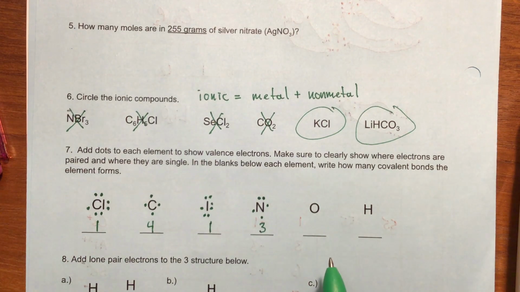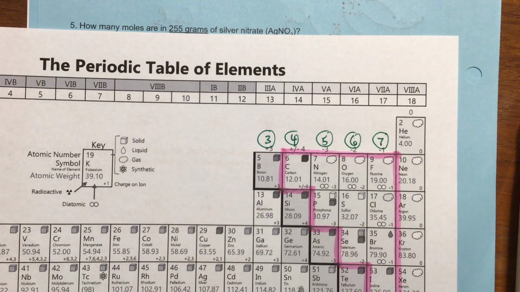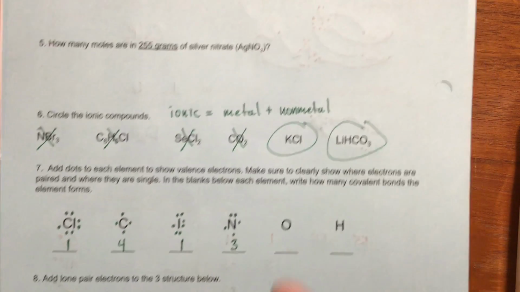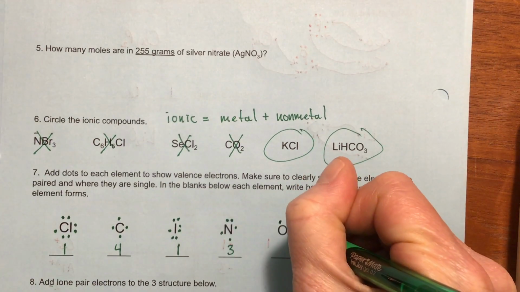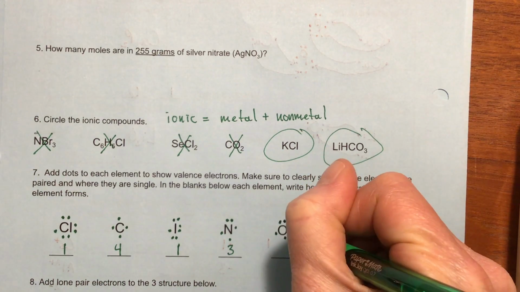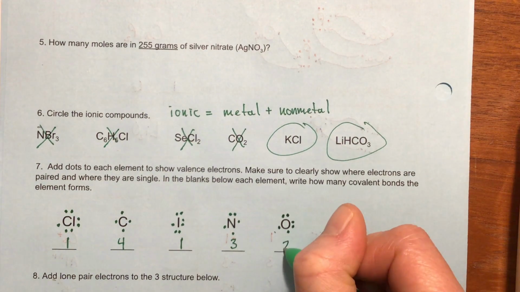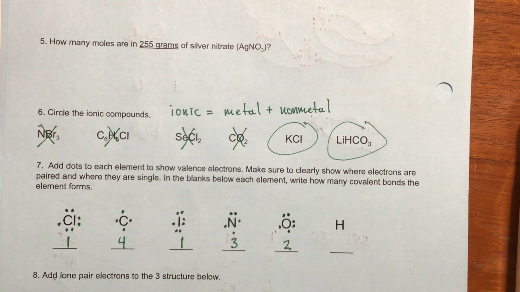Oxygen right here. So oxygen is in the 6th column, 6 valence electrons for oxygen. I'm going to draw those in. 1, 2, 3, 4, and then 5 and 6. So I have 2 single electrons left. That is 2 bonds for every oxygen atom.